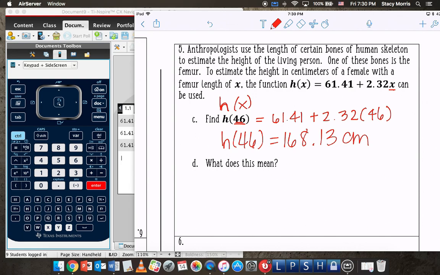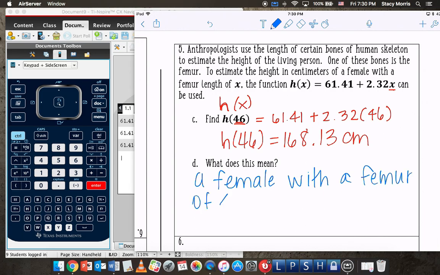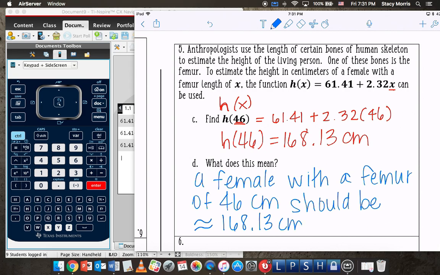So we're going to abbreviate that in my writing here. A female with a femur of 46 centimeters should be approximately, so I'm going to put these little squiggly lines, that means approximately, 168 and 13/100 centimeters tall. Again, we don't typically use centimeters to discuss height of humans, but that's what they did here.